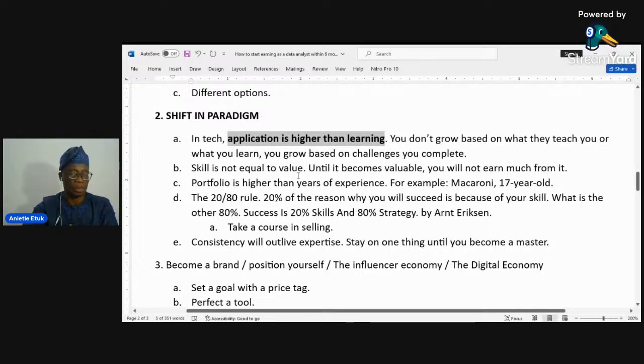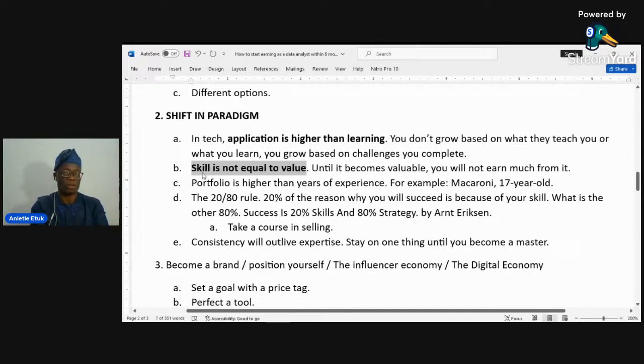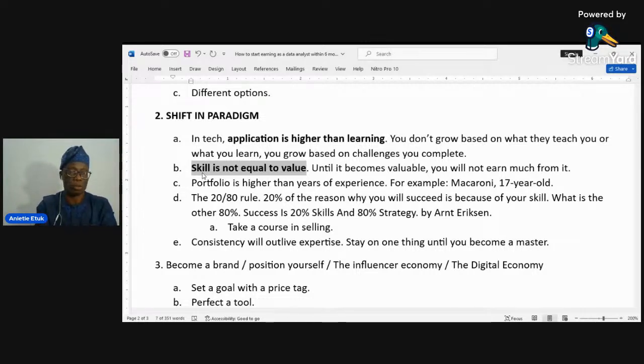Number two, the mindset you need to have to understand this is to know that skill is not equal to value. Now, most persons are focused on building the skill. I've seen people that learn data analytics for 10 years, but they have not done anything. I say, why? It's just because of this simple thing: they are focused on building the skill.